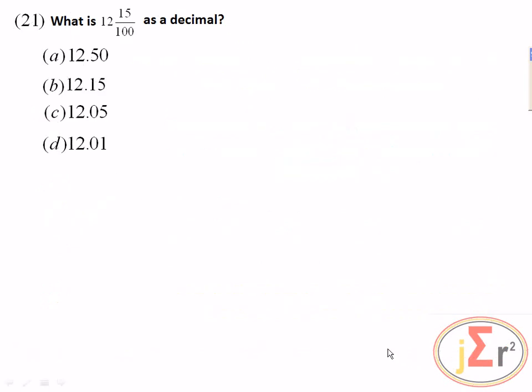Problem number 21. What is 12 and 15 hundredths as a decimal? Because we have to read it correctly, Jerry. 12 and 15 hundredths.